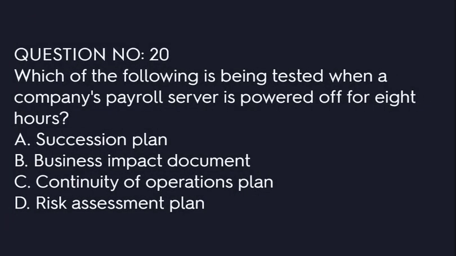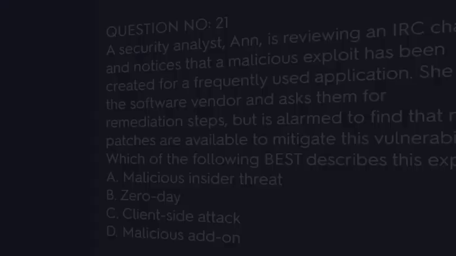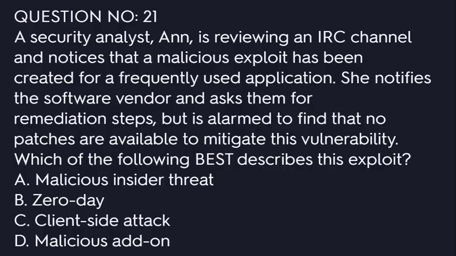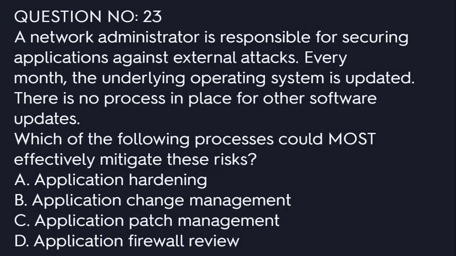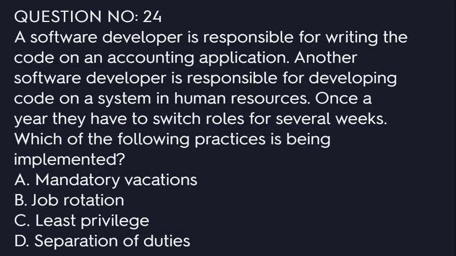Question 20. Which of the following is being tested when a company's payroll server is powered off for 8 hours? A. Succession plan. B. Business impact document. C. Continuity of operations plan. D. Risk assessment plan. C. B. C. C. B.